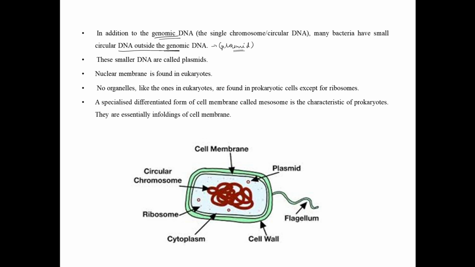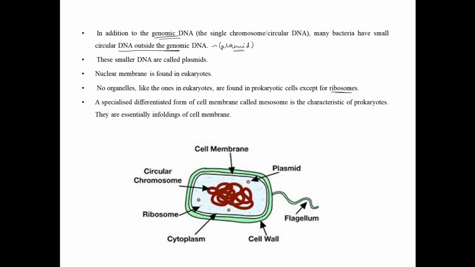Nuclear membrane is found in eukaryotes. No organelle like the one in eukaryotes are found in prokaryotes, right? So there are no membrane bound organelles in prokaryotic cell except for ribosome. Ribosome is found in both prokaryotic and eukaryotic cells.